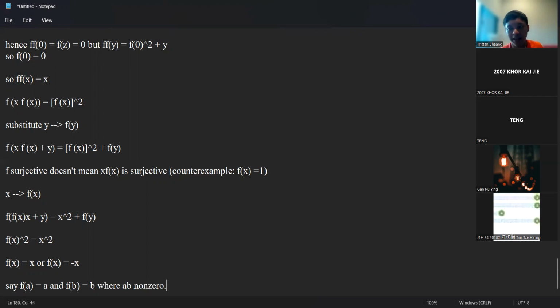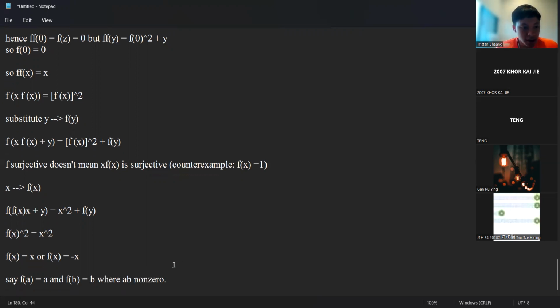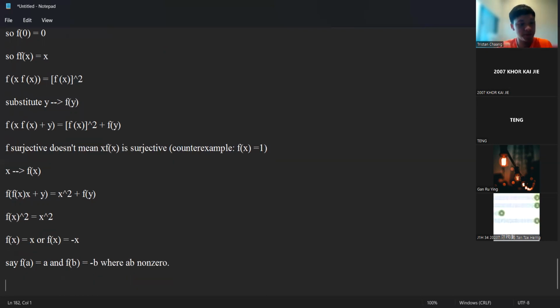Whenever a becomes 0, that means a contradiction, or if b is 0, we get a contradiction. Oh, sorry, this is f(b) equals minus b. So you want a to obey the first rule, b to obey the second rule. But we want a and b to be not 0, because only when it's not 0 do you have to make a choice. When it's 0, it obeys both. So ab is not 0.